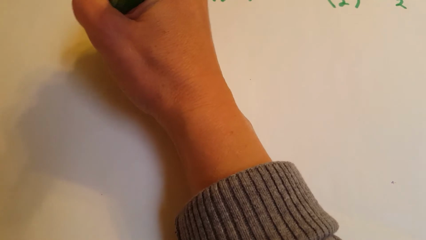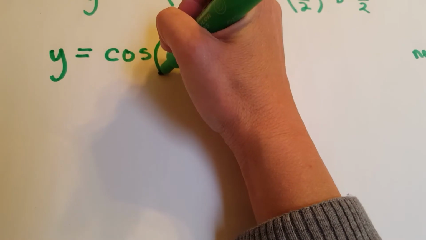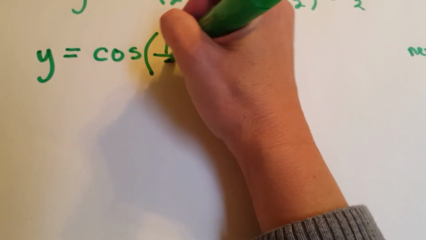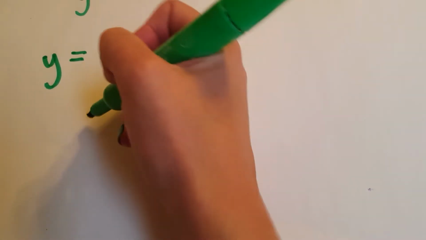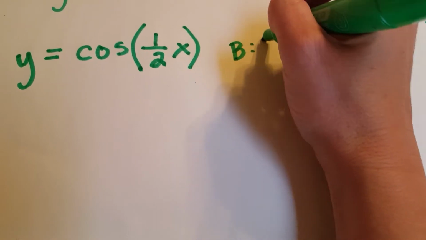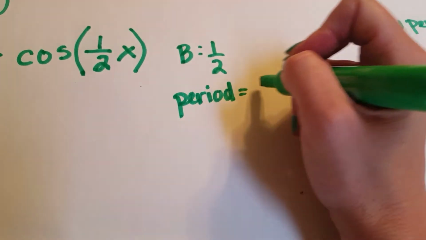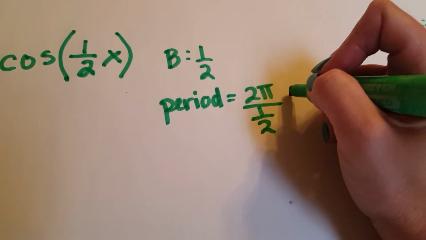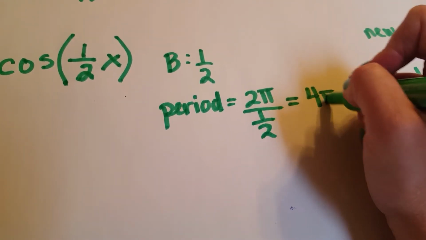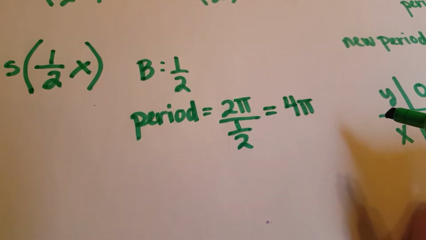Okay, let's do another example. For this example, how about we do cosine instead? And instead of having a big number, let's have a fraction, like the cosine of a half x. So here b is a half, which means that my period would be 2 pi divided by a half. That's my formula, 2 pi divided by b. 2 pi divided by a half, the half will flip up. So that means my new period is 4 pi. So it's now being stretched instead of being shortened.